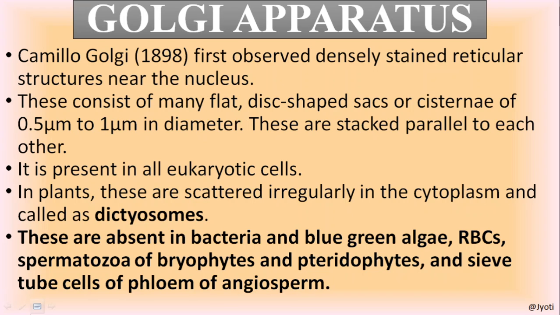The Golgi apparatus is absent in bacteria, blue-green algae, RBC, spermatozoa of bryophytes and pteridophytes, and sieve tubes of phloem of angiosperms. This is important to note, because they are present in all eukaryotes with some exceptions, and you have to remember these exceptions. The term dictyosome is also important. The Golgi apparatus is scattered in plant cells, so they are known as dictyosomes.